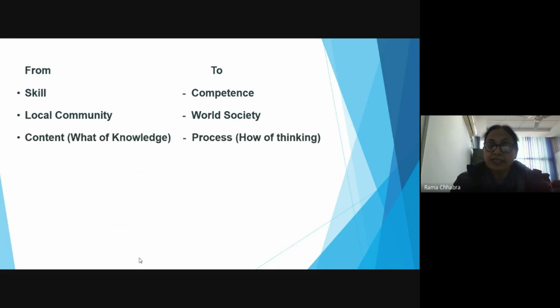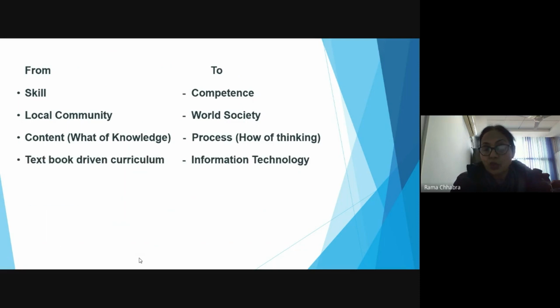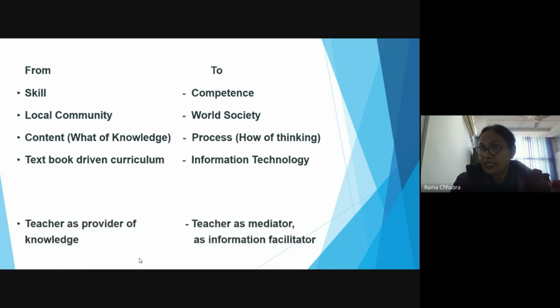Earlier, the emphasis was more on the content, means the what of the knowledge. But now the more emphasis is on how things are happening. More is on the how of thinking. Earlier, it was only textbook driven curriculum. But now we are living in the information age. There is no limit, more access to the content.